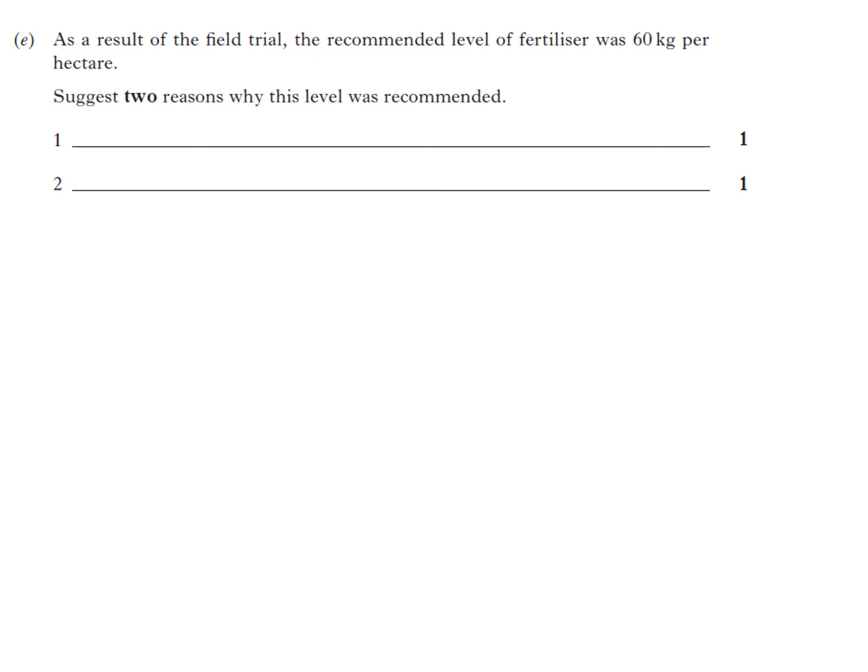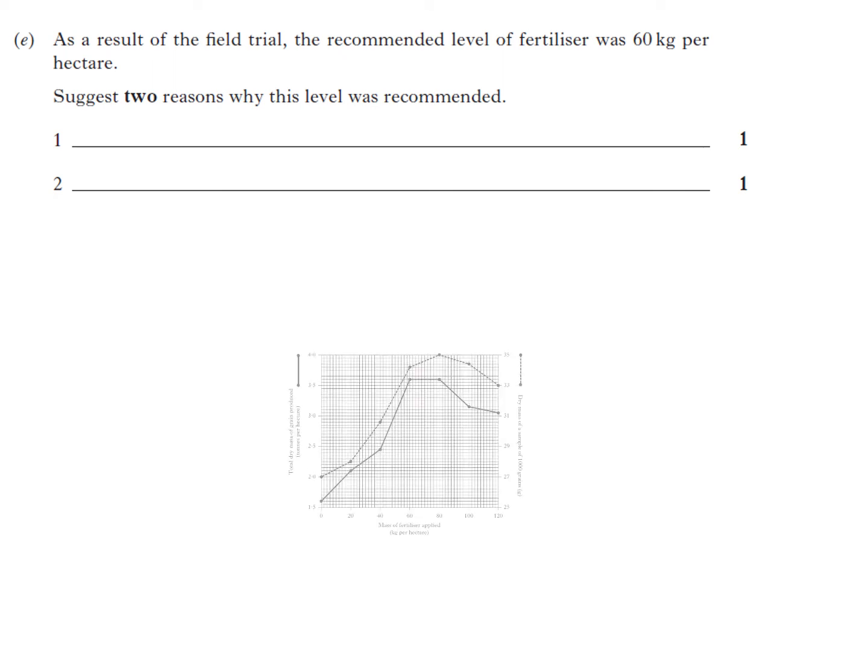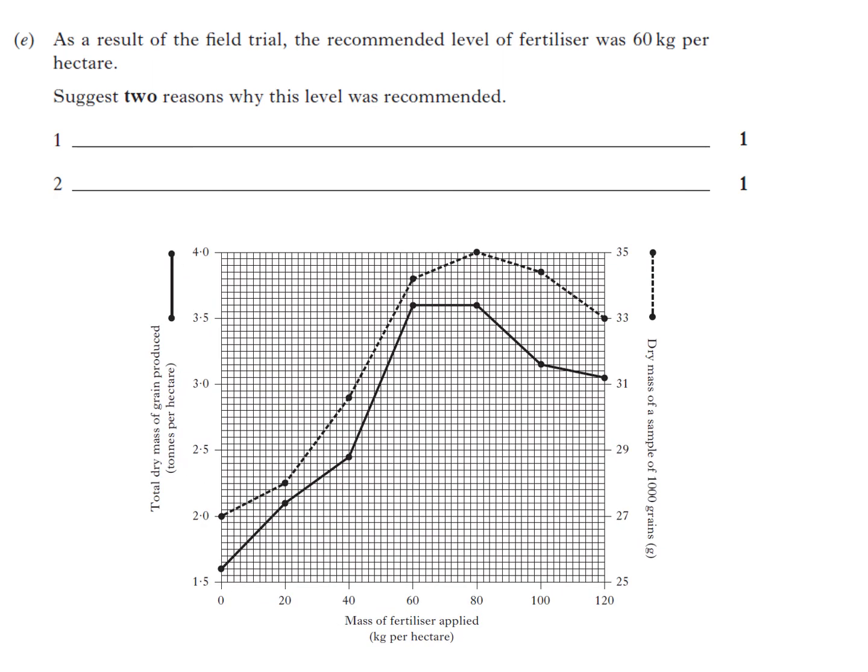As a result of the field trial, the recommended level of fertilizer was 60 kilograms per hectare. If you remember right back at the beginning, it said that was one of the reasons for doing it. Suggest 2 reasons why this level was recommended. Okay, here is your 60. Now, basically, this is the smallest mass of fertilizer which is giving you the greatest yield. If you go up to 80, you're not getting any more of a yield from this.